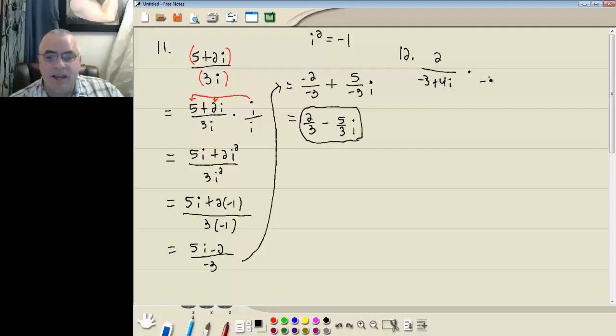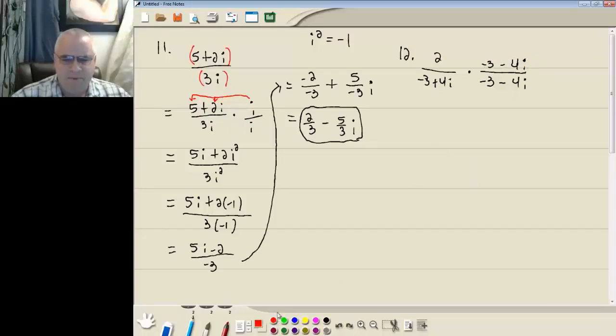Conjugate means the first is the same. So this is -3, this is -3. Last is the same. This is a 4i and this is a 4i. But the sign in the middle is different. This is a positive, so this will be a negative. And again, you're going to multiply the top and bottom by the conjugate.